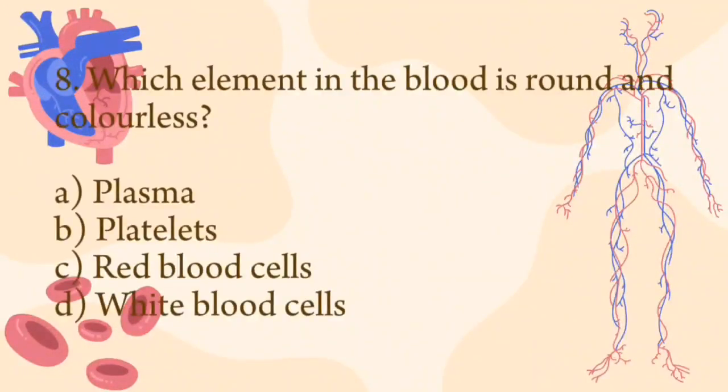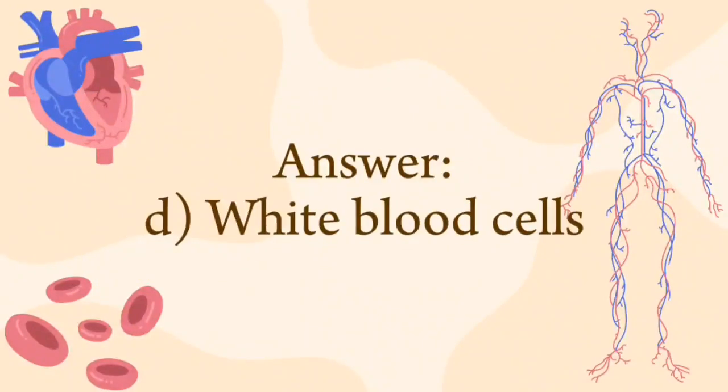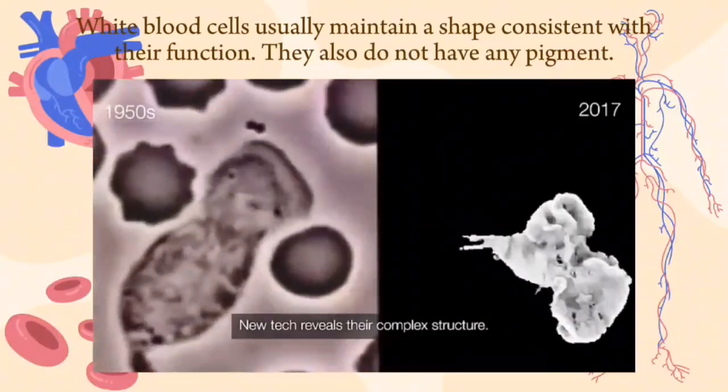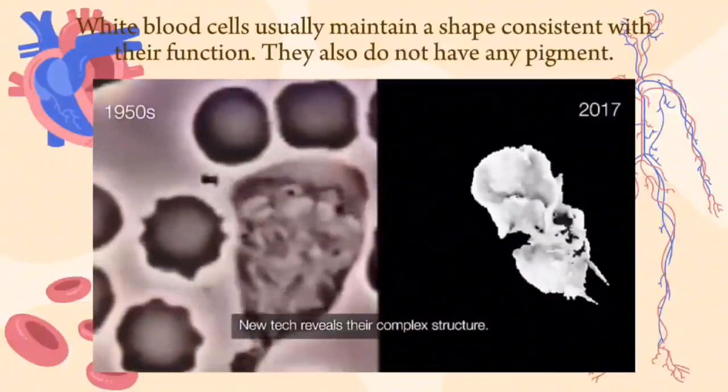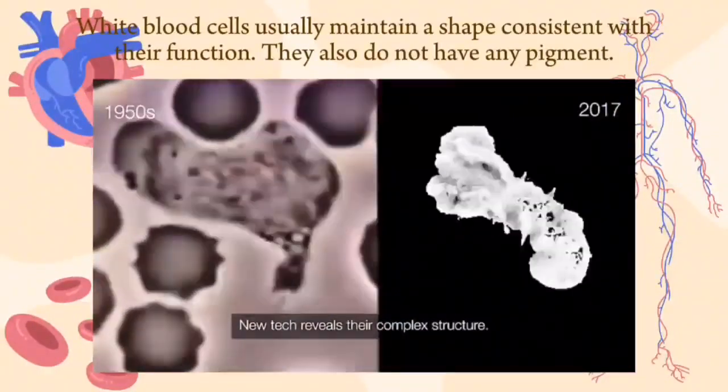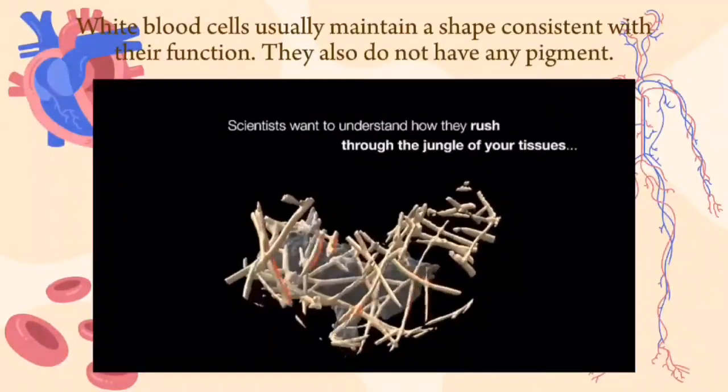8. Which element in the blood is round and colorless? A. Plasma. B. Platelets. C. Red blood cells. D. White blood cells. Answer: D. White blood cells. White blood cells usually maintain a shape consistent with their function. They also do not have any pigment.